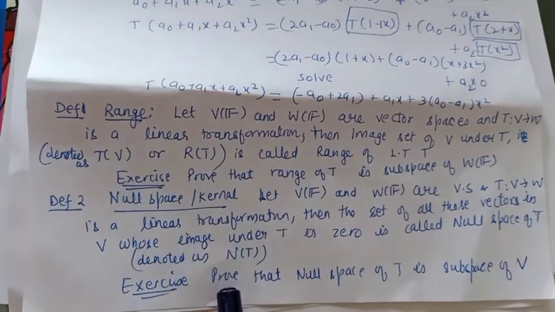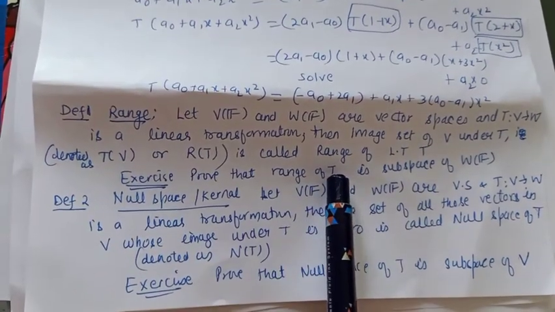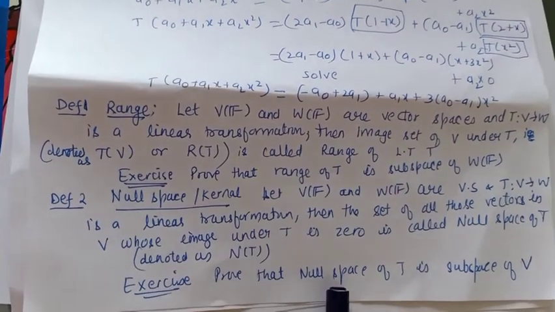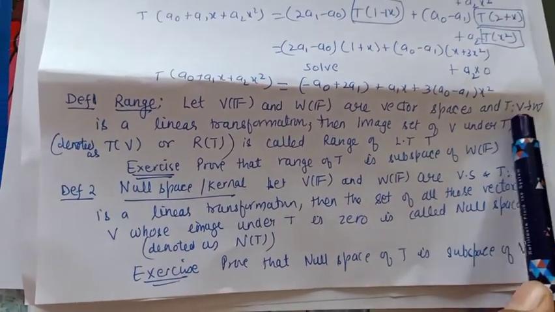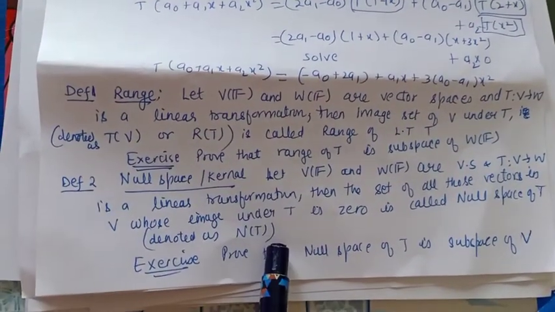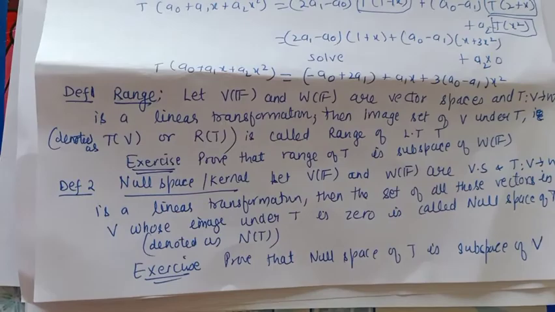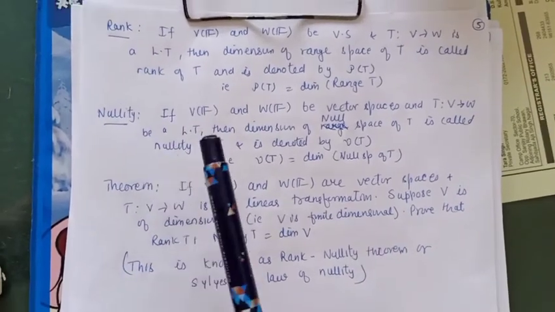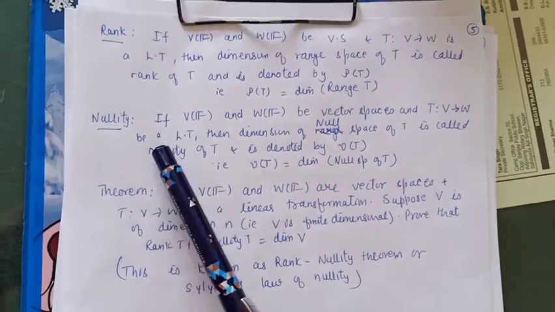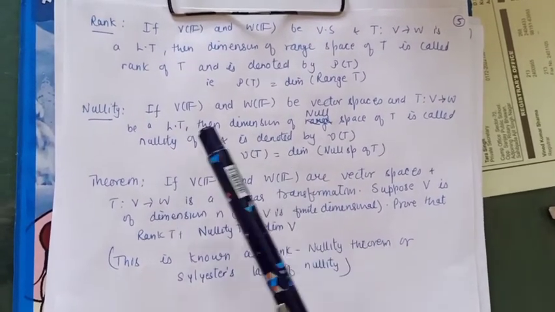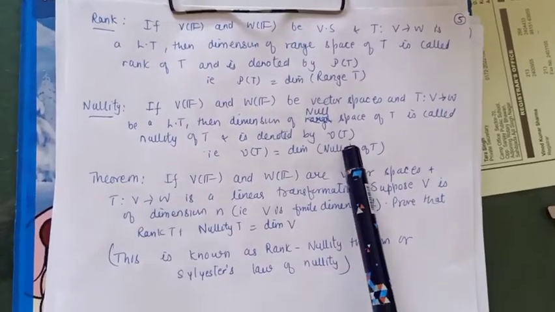And both of these are subspaces. Range is a subspace of the set W, and the null space is a subspace of the domain set V. This I have left as an exercise for you to check. The number of elements in the range set is known as the rank of the linear transformation, and the number of elements in the null set, or the set of kernels, is known as the nullity of linear transformation T.